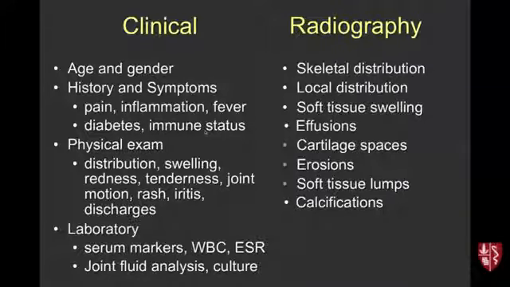are they immunocompromised, and do they have things like inflammation, fever, pain, and things like that. The overall distribution of the arthropathy or symptoms is really important too. So a patient coming in with an acute monoarticular arthritis or joint swelling is different than somebody that has a symmetric distribution of gradual onset of swelling and pain and so on.